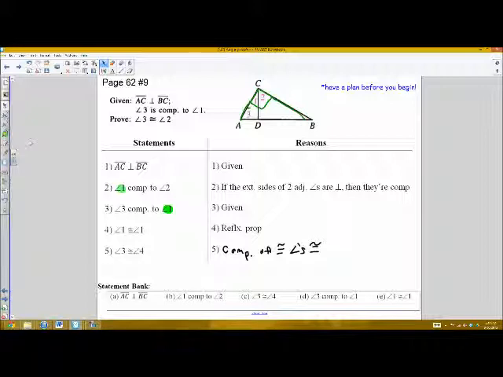Okay, so that is basically how angle proofs are done. We're going to go over 4 more examples of this in class tomorrow, so make sure to bring your packet with you.